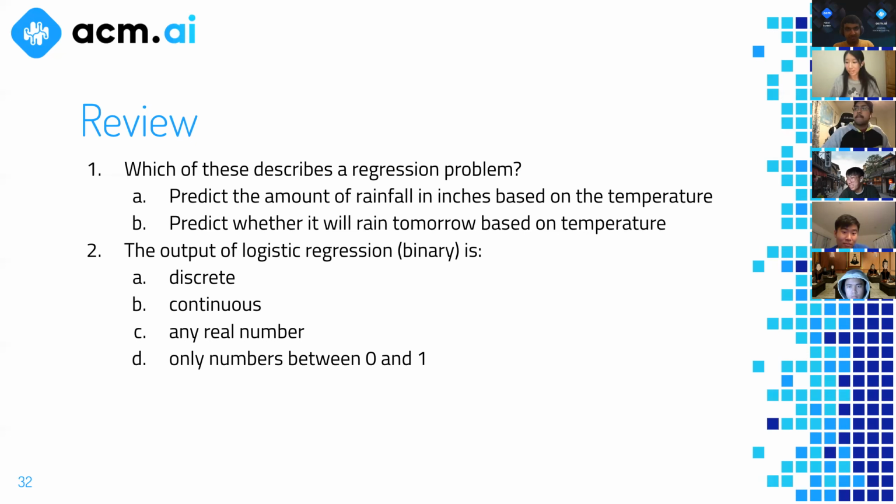Okay, based on your answers, you chose A, which is predicting the amount of rainfall in inches based on the temperature. That is one type of regression problem, which would be linear regression. I guess this question could have definitely been worded a little bit better. Either one would have worked, because B would represent logistic regression. It's a little bit different, but they're both regression problems.